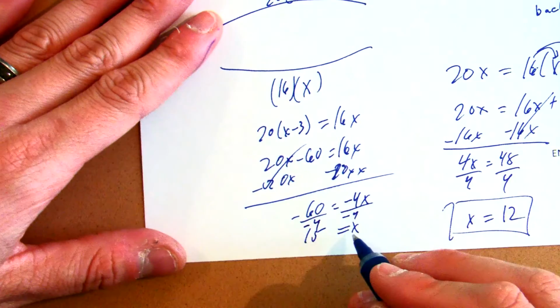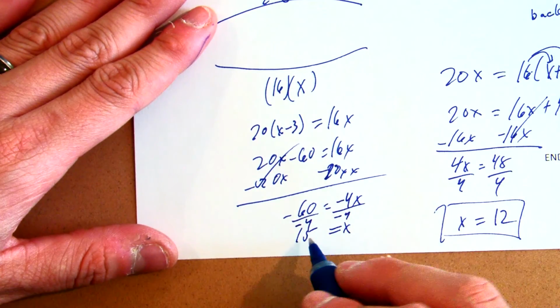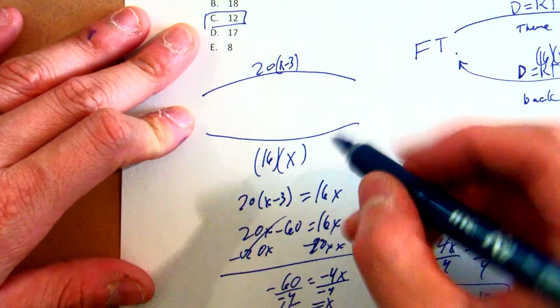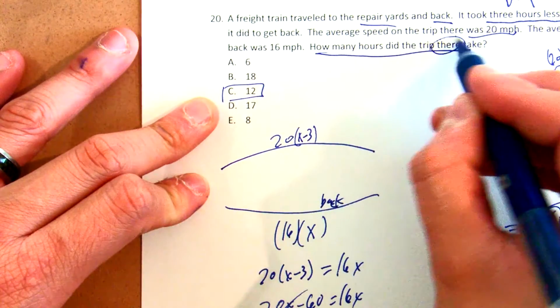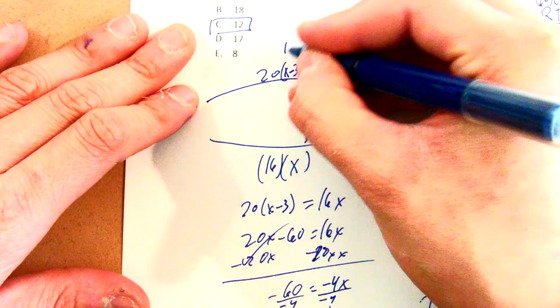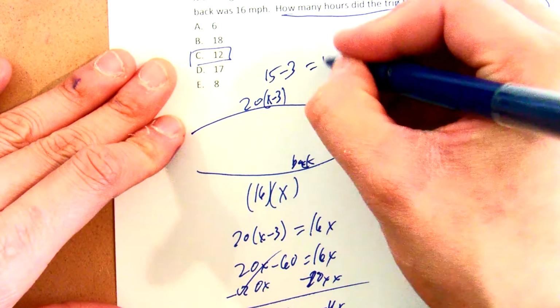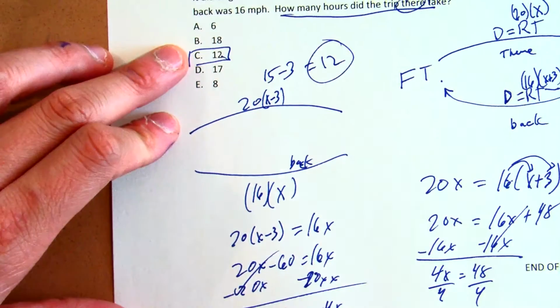So you could say here, well, I got a different answer. X is 15. Well, no, remember, X represents the trip back. But I want to know how many hours the trip there took. So that is 15 minus 3, right? Because we got 15. Which is going to be 12 again. Okay, so you have to remember what you're finding in the problem.